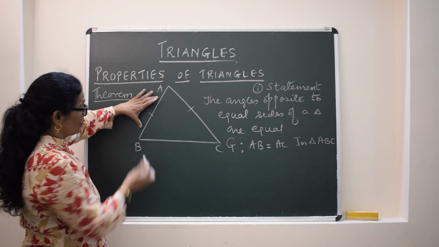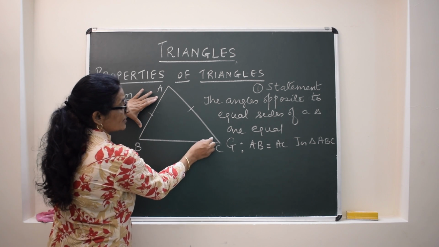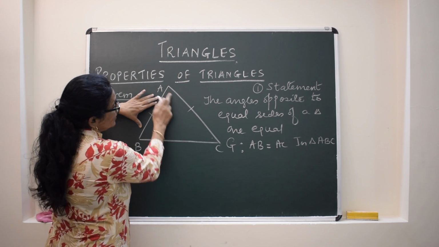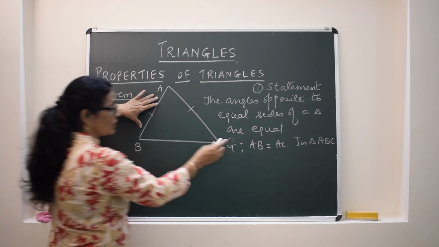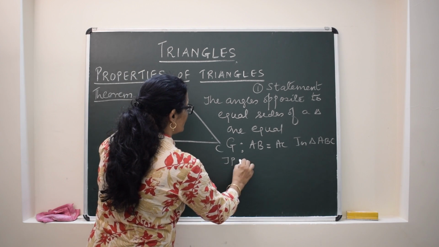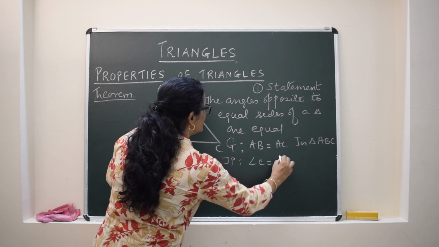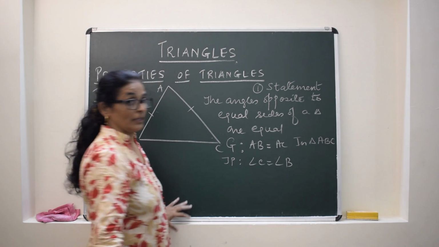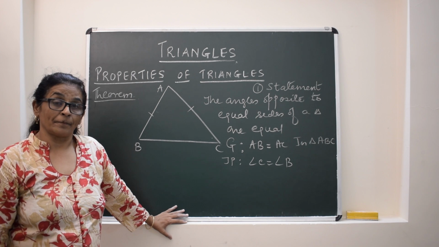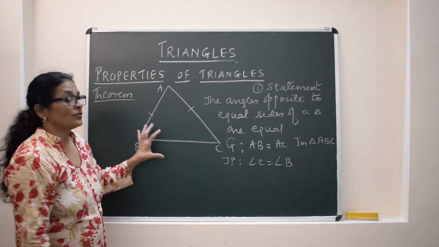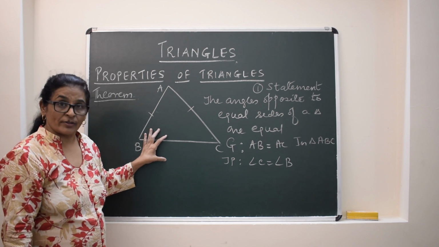We have to prove angles opposite. For this side AB, the angle opposite is this angle C. For this side AC, the angle opposite is this angle B. So what we have to prove? We have to prove angle C is equal to angle B, or we can say angle B is equal to angle C. Now, to prove this theorem, we require a construction.